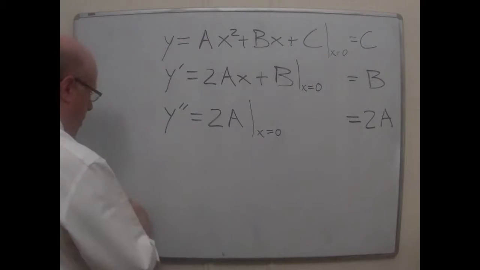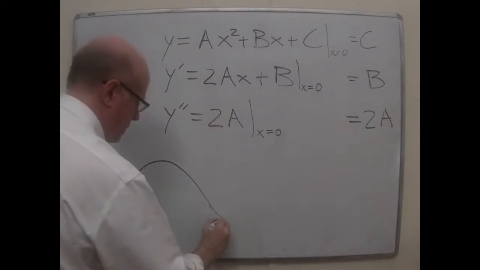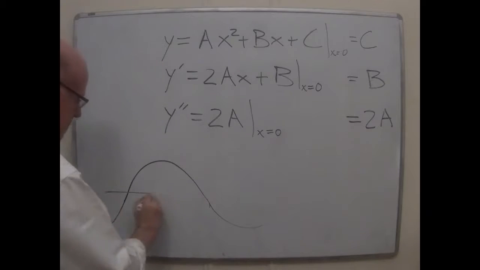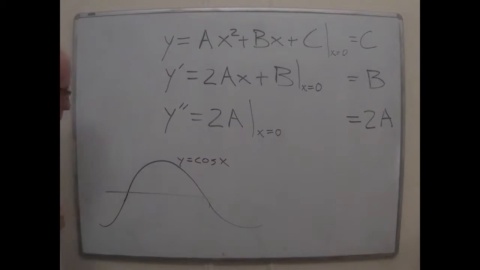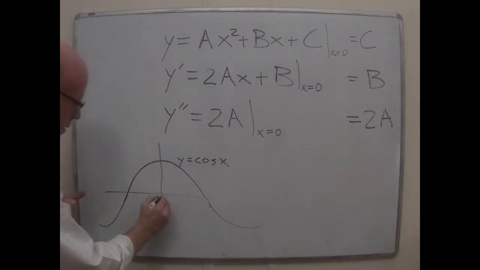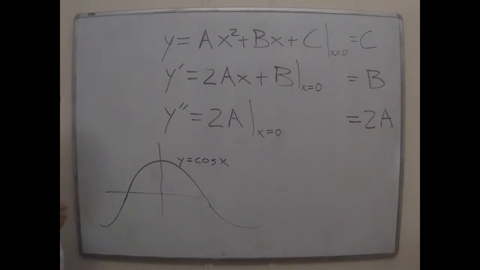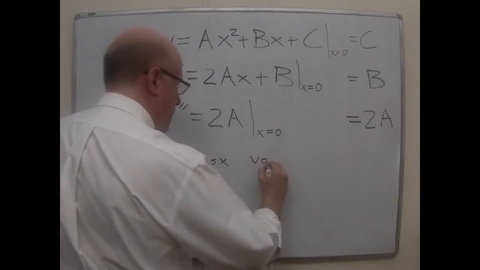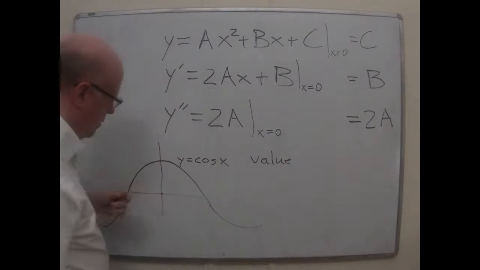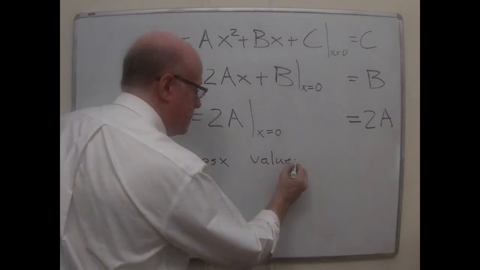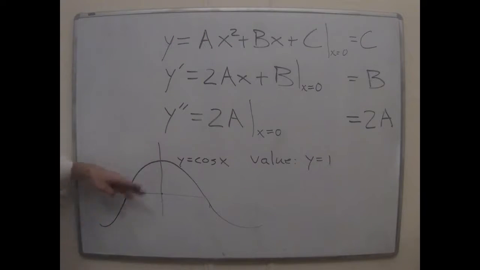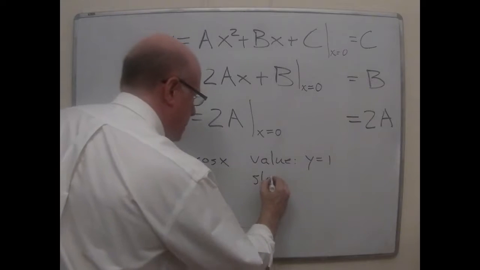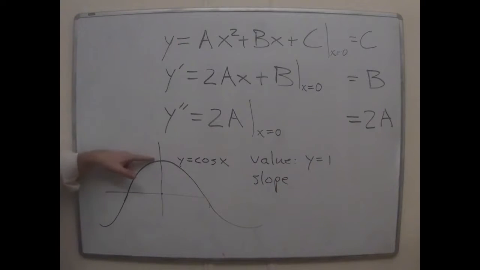So let's think about our cosine graph. Its value at x equals 0, we're here right at the origin, or right above the origin, the value is y equals 1. Excuse me, I just said x. The value would be y equals 1. Its slope, that's the value of the derivative, its slope is 0.